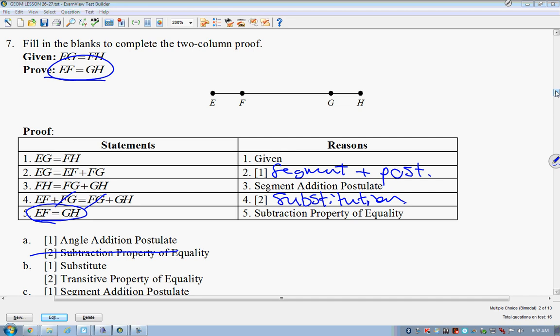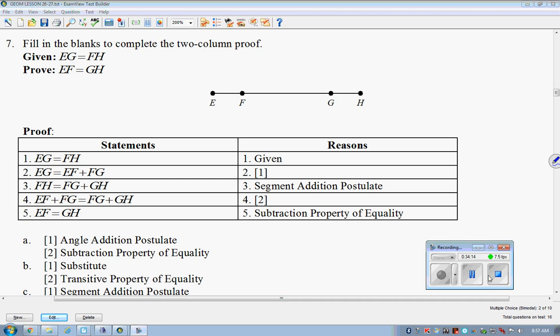A lot of these are just fill in the blank type things. You're not really writing a lot of full two-column proofs just yet. So we'll stop there. I'll let you guys work for the next 2 minutes.